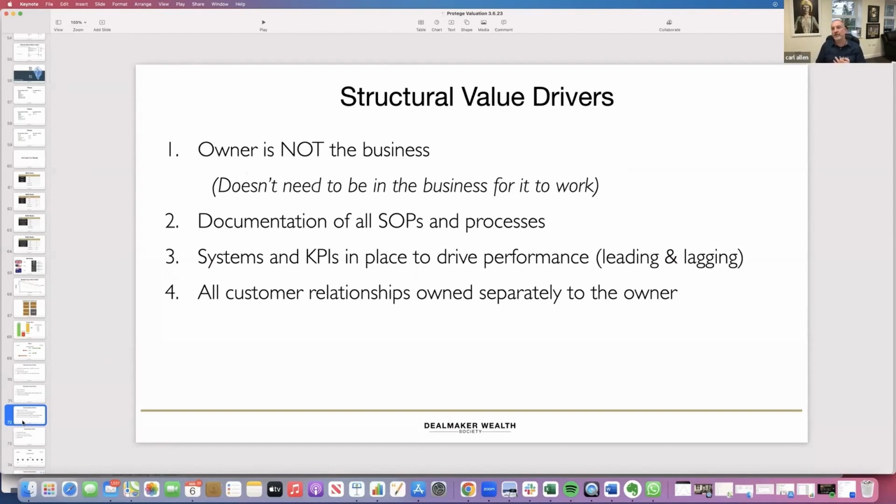We also look at structural value drivers. So again, I don't want the owner to have to be in the business for it to work.